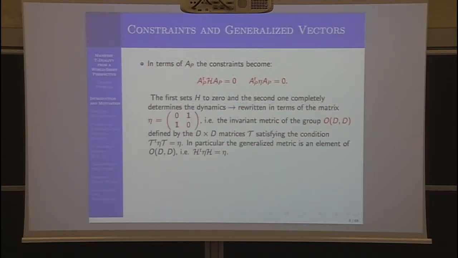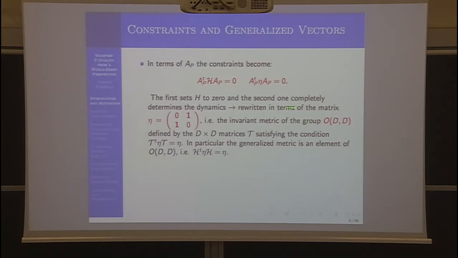So in terms of this generalized vector, the constraints can be written in this way. We can see that the first constraint sets H to zero, and the second one completely determines the dynamics of the string. This constraint is rewritten in terms of this metric, which is actually the invariant metric of the group O(D,D).